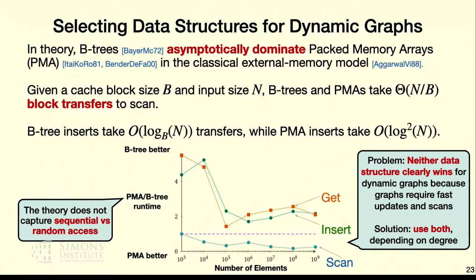The x-axis is just the number of elements in the data structure. And these 3 lines are the classical data structure operations: get, insert, and scan. You can see that the B tree is better for get and insert because those lines are above 1, and the PMA is better for scan because that line is below 1. The reason for this is that the classical caching model doesn't take into account the difference between sequential and random cache access. In the regular external memory model, any arbitrary memory block access has a unit cost. But in reality, accessing adjacent memory blocks is faster than accessing random memory blocks.